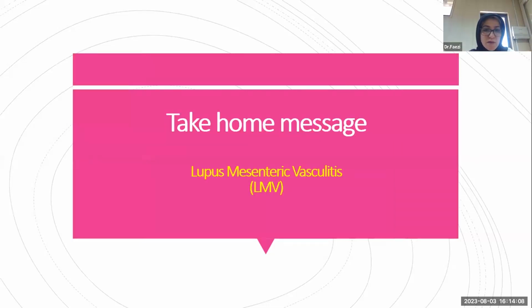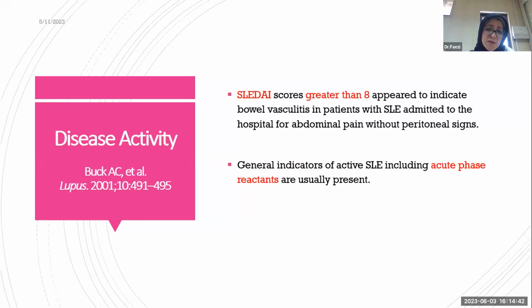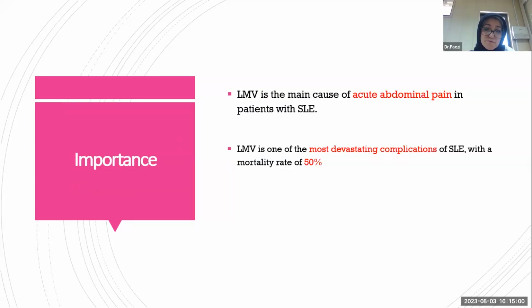Thank you very much. I'm going to tell some information about this patient and about lupus mesenteric vasculitis as a take-home message. As Dr. Khosrowshahi mentioned, the prevalence of lupus mesenteric vasculitis in SLE patients is really uncommon, usually less than 1%. But when we have an SLE patient with acute abdomen, the prevalence increases to more than 60%, especially in a patient with disease activity, especially SLEDAI more than 8, and most of them have a high acute phase reactant as well.